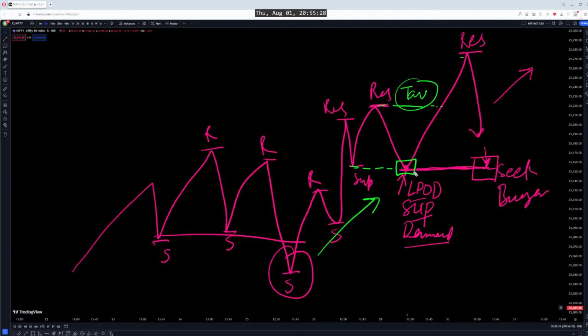But sometimes the idea is let it reach there. So sometimes you wait for the reference as a target. Okay, let me enter here. Then I move out at the target. But sometimes you let the price come to the target, do certain things, let it do what it wants to do.